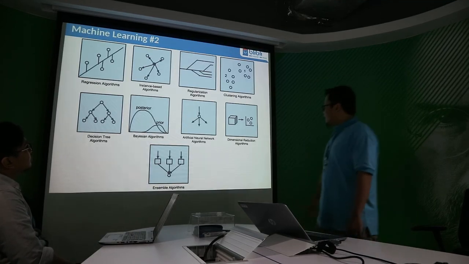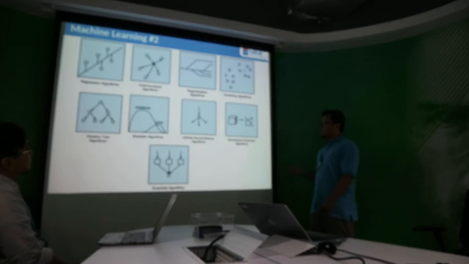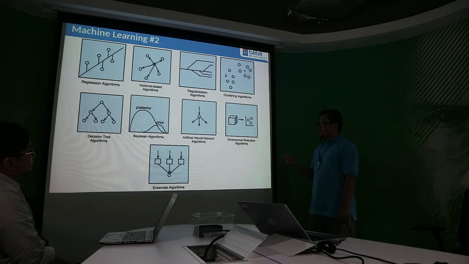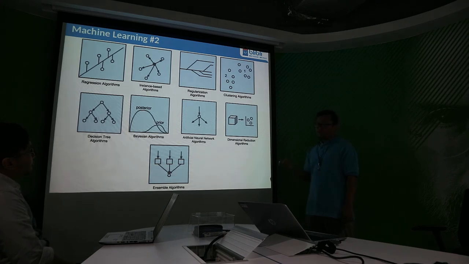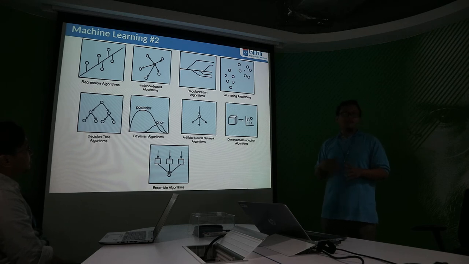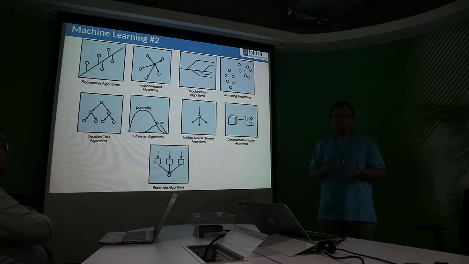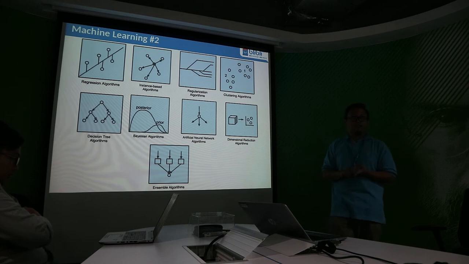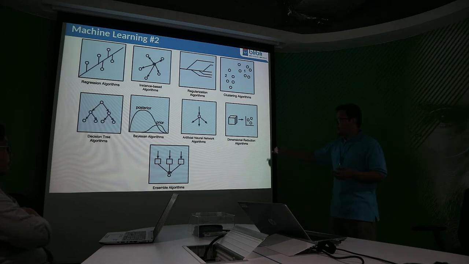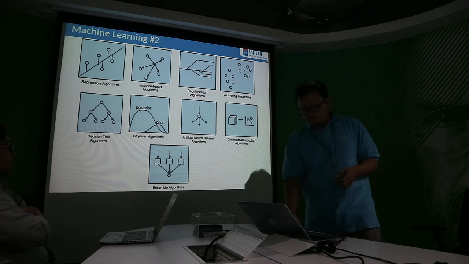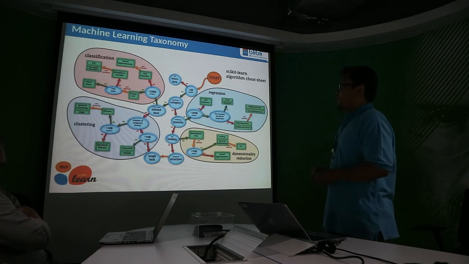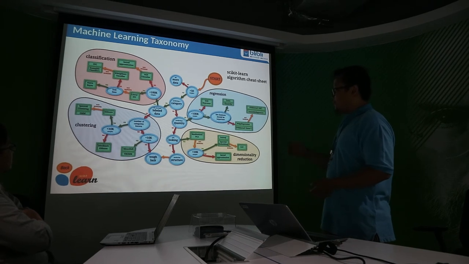Dimensional reduction: some algorithms can be used for dimensional reduction. For example, we have 10 fields, 10 features, and we try to visualize the data, but the problem is we can only see two-dimensional or three-dimensional graphics. So we reduce the fields using dimensional reduction from 10 to three-dimensional or two-dimensional. This is the taxonomy. There are a lot of algorithms, and more than this actually.